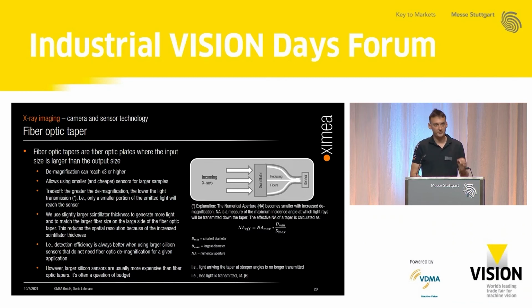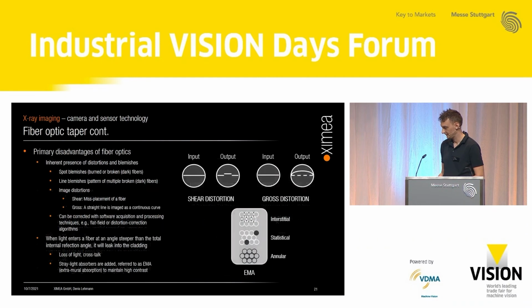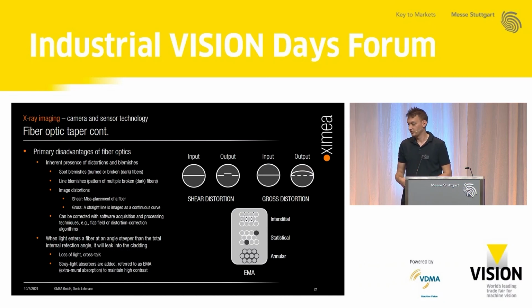So, in a nutshell, if you can afford the bigger sensor, go for the bigger sensor. The taper will do the job, but the bigger sensor always has better image quality. There are, of course, other disadvantages, including distortions, blemishes, stray light. Let me keep it short. We can deal with all of them, so we can correct them with distortion correction in our software. Stray light can be corrected even within the fiber optic plates by using different techniques, EMA techniques. I mean, you can look it up or just read it on the slide.